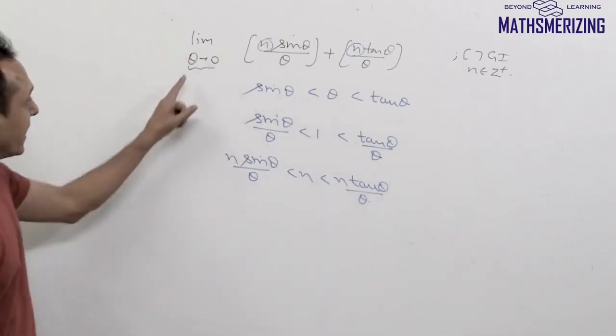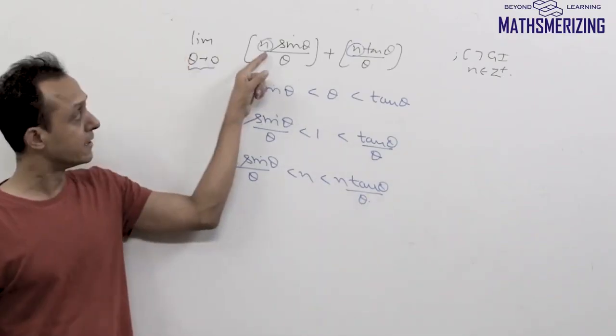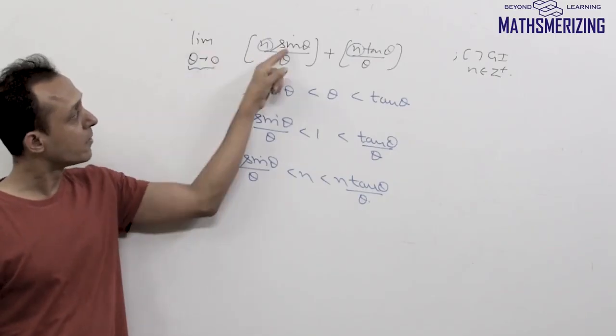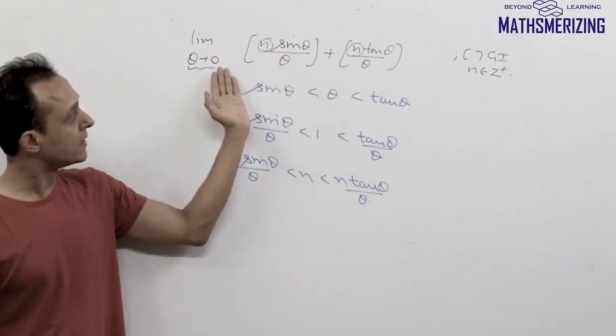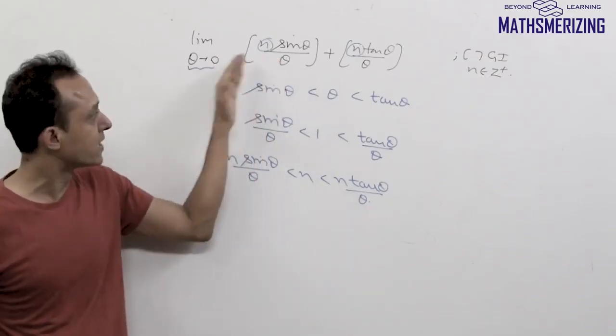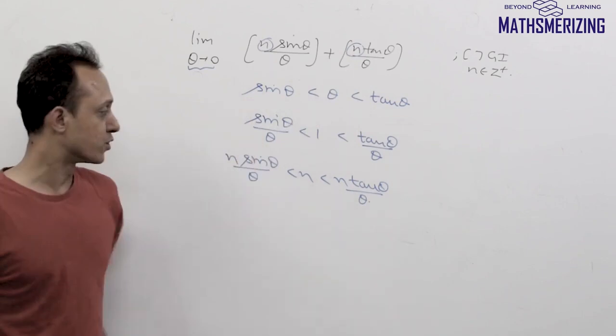I cannot take this limit inside this greatest integer function, because in that case sin theta upon theta is 1, so it is n, which is an integer. At integral points, the greatest integer function is discontinuous. So I cannot take this limit inside either of these two expressions.